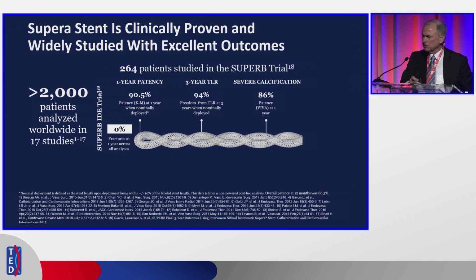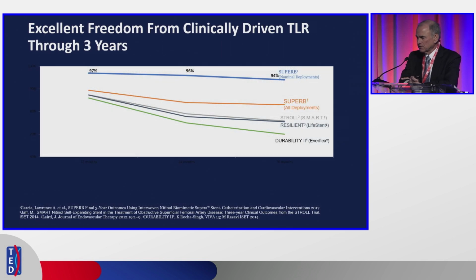And this has been used a lot. And the results, when used right, are pretty spectacular. 3-year freedom from revascularization was 94%, and that held true even in very long lesions and calcific lesions. However, these aren't always placed so well. But look here when you have nominal deployment. Nominal deployment means a stent that was intended to be 10 centimeters long comes out 10 centimeters, and no more than 12 centimeters in length.